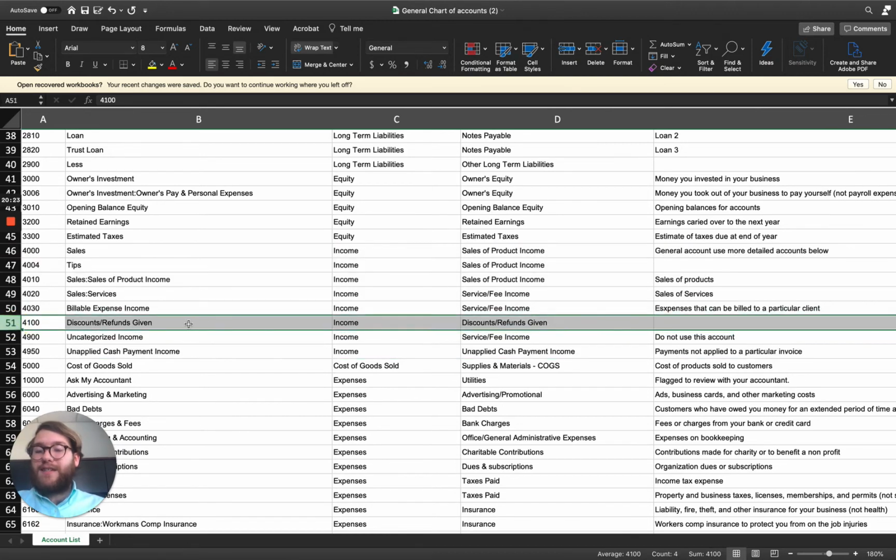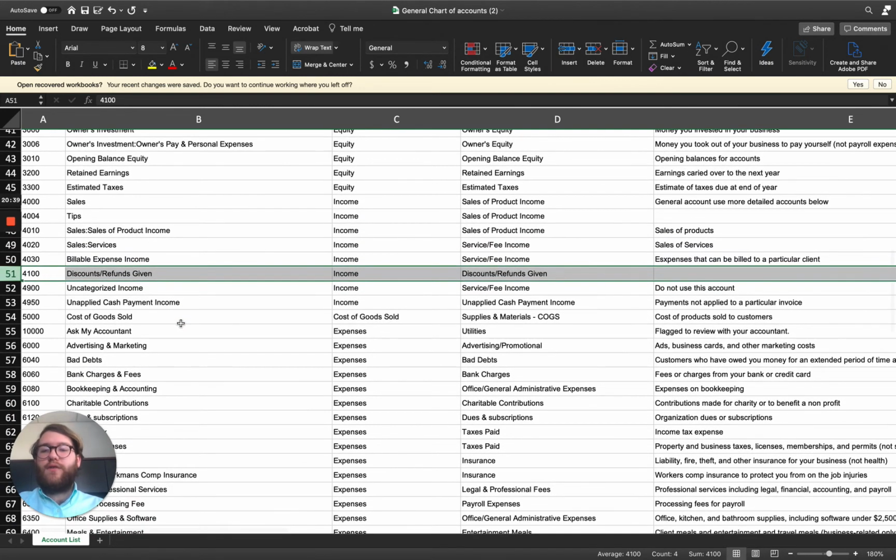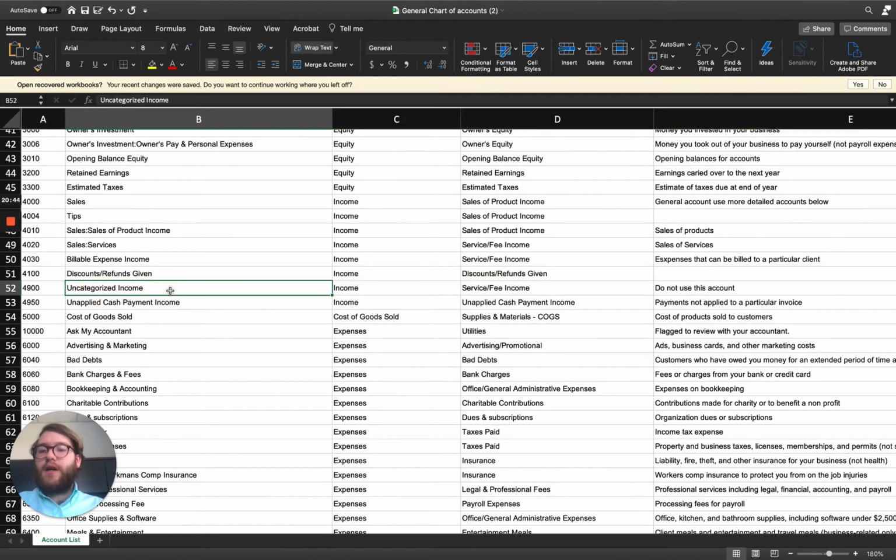If you give discounts or refunds, you always want to have a discounts or refunds given account, because we want to count that against any income you make. Anytime you discount a job, make sure you are counting that so that you're taking full advantage of the taxes. Then we come down here and you'll see another uncategorized income and unapplied cash payment. Both of these are required accounts that we have to have in here. Billable expense can be the same thing depending on the setup in your QuickBooks.